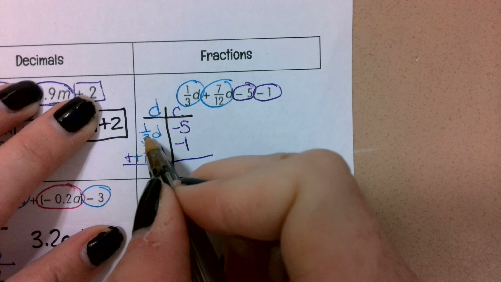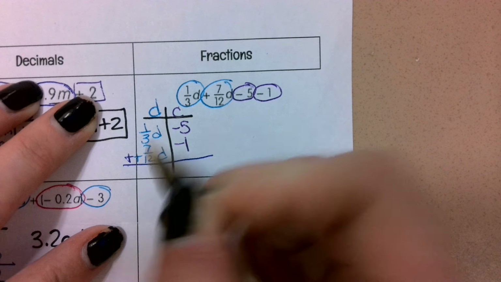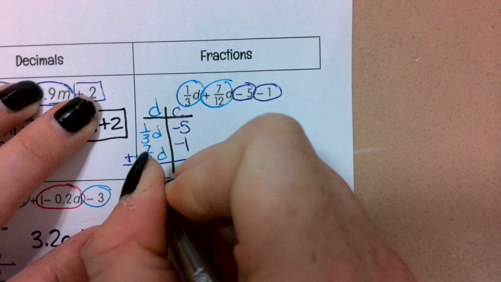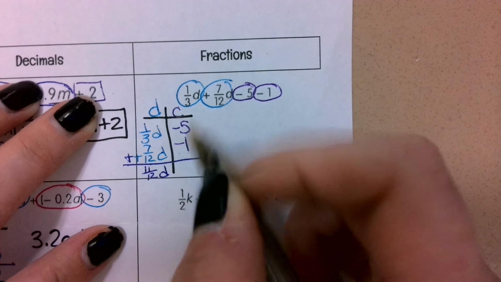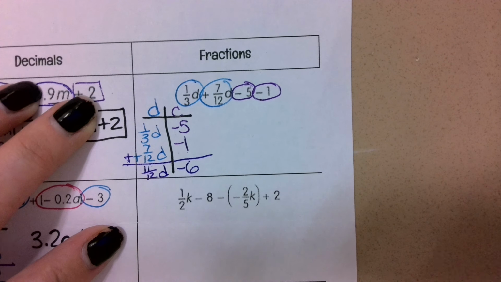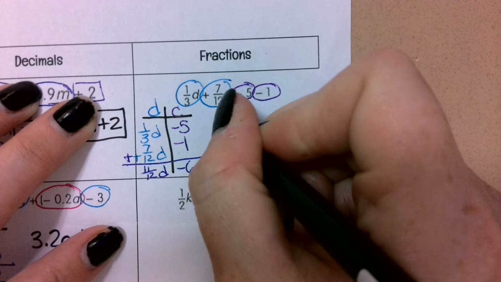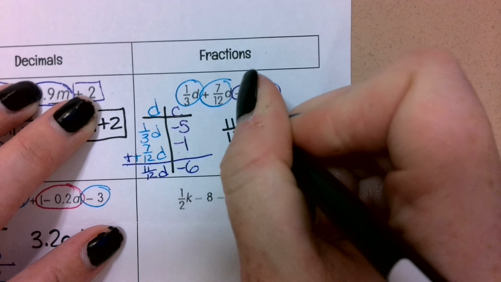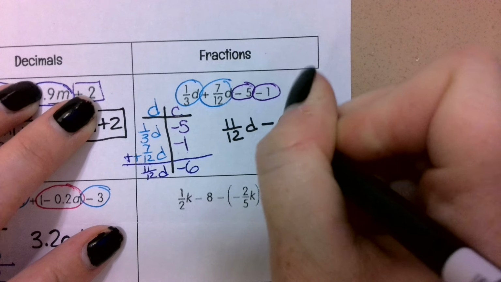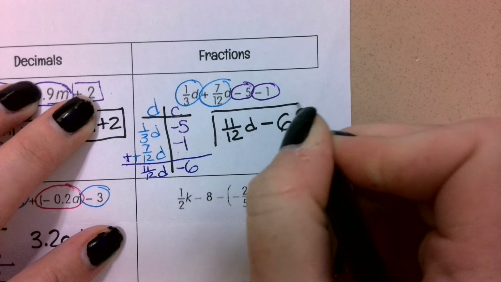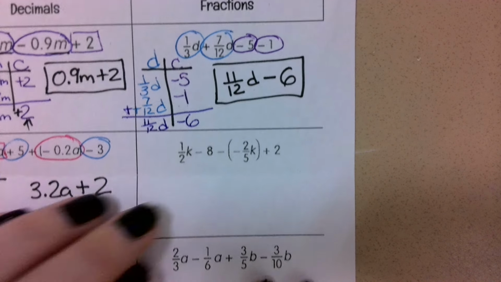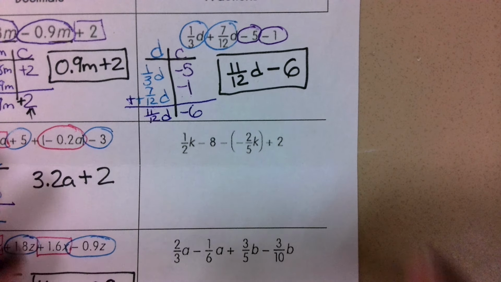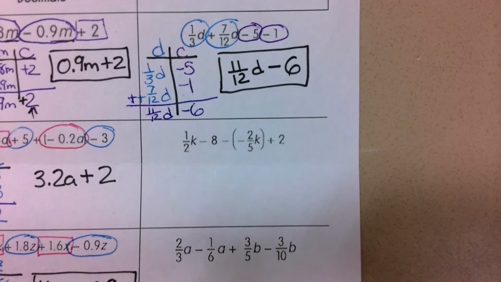Step number 2, add down. 1/3 plus a positive 7/12 gives you 11/12 d. -5 plus -1 gives you a -6. Final answer, 11/12 d, -6. All right, I'm going to do the next two. Please pause the video and try these yourselves. Then after you try them, just fast forward through the video to see if you get them right.